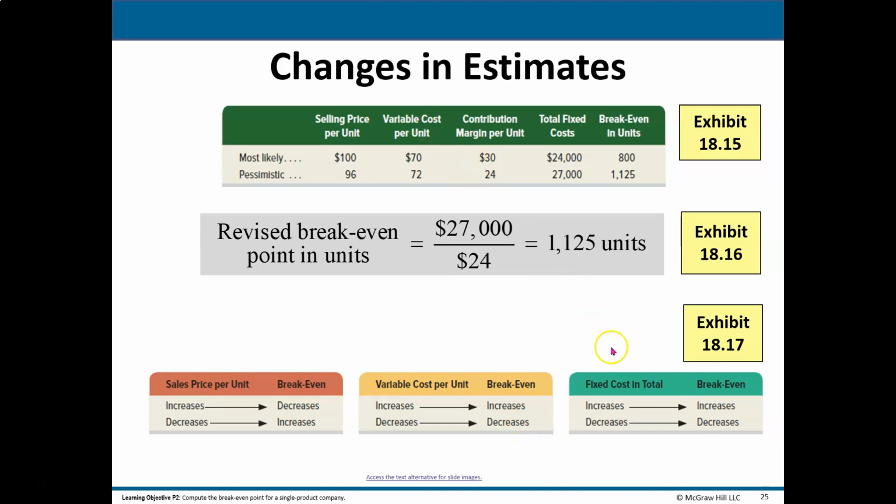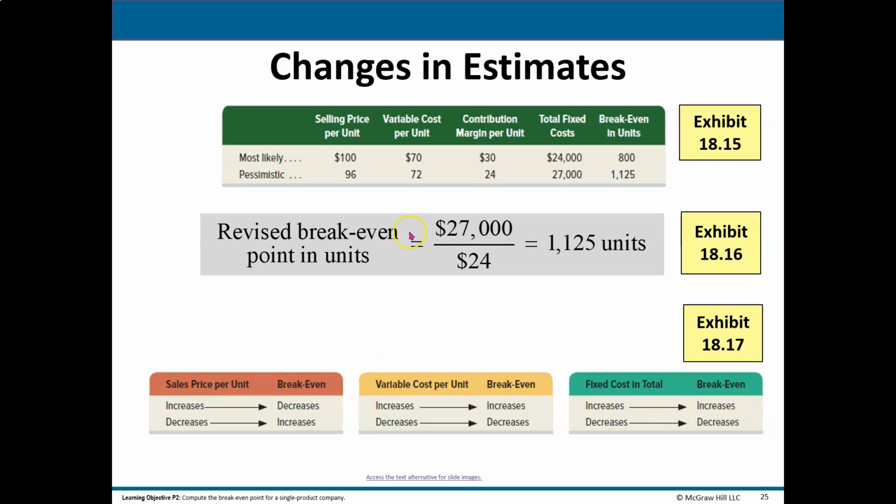Okay, let's look at our fixed cost in total. Assuming my selling price per football remains the same and my variable costs per unit related to each football will remain the same, now I'm going to have a $30 contribution margin. If my fixed cost in total increases, then my break-even point will increase. And that makes sense because I have more fixed costs to cover. But if my fixed cost in total decreases, then it's going to take less football sales to cover those fixed costs. So my break-even point will decrease.